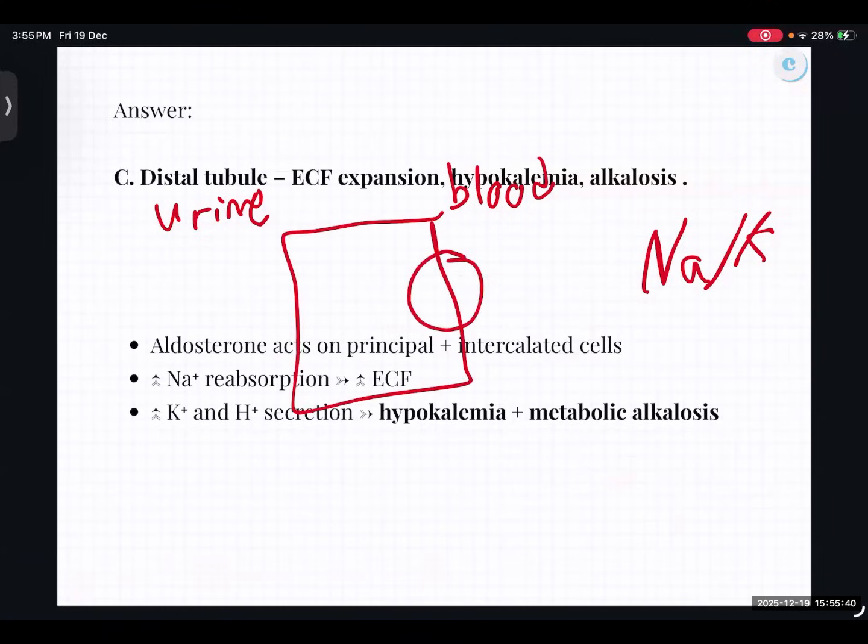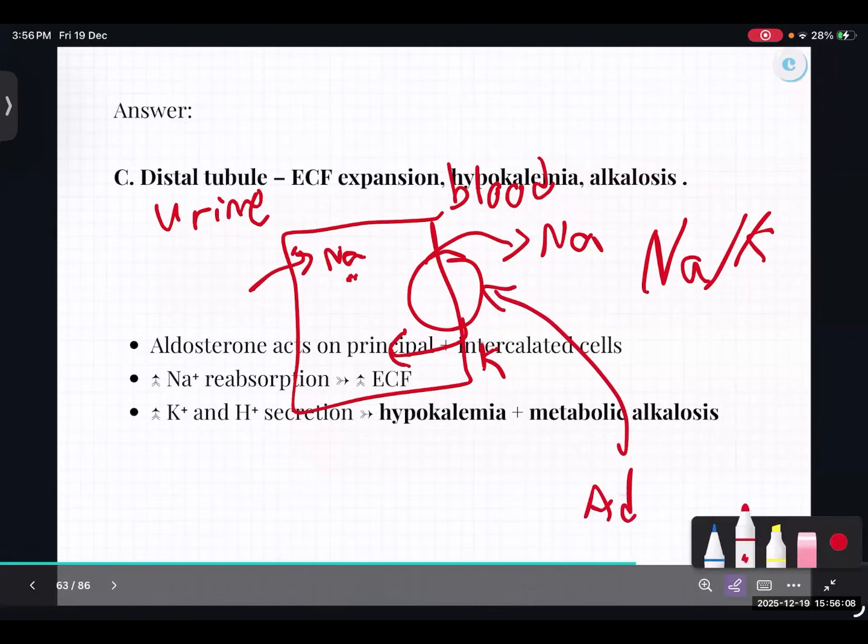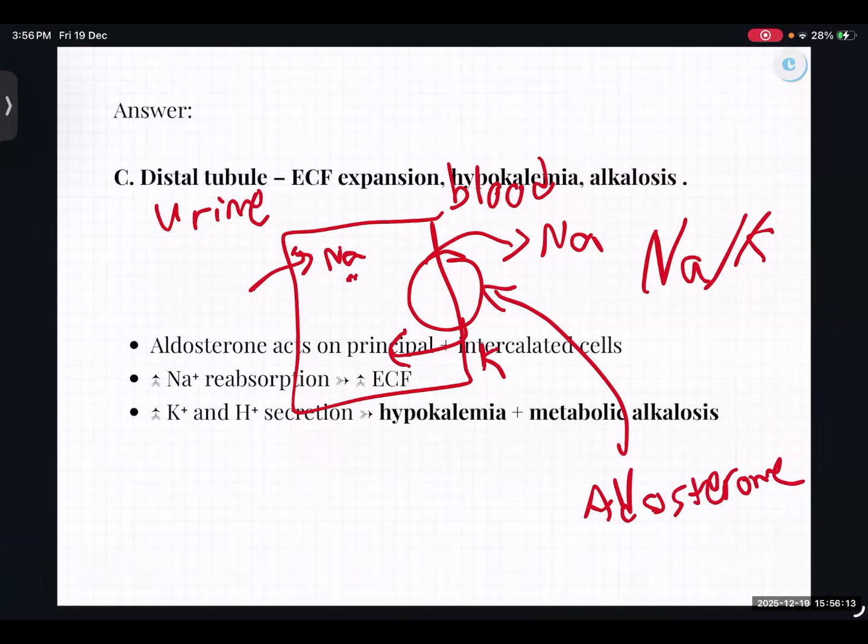We have a channel here that is taking the sodium out and the potassium in. With the sodium going out, we need somewhere to put sodium, which is going to be a sodium channel taking the sodium from the urine back into the cell and then through this channel. What acts on this channel is aldosterone. This is not the only mechanism of action of aldosterone, but this is just one way to engrave it in your mind: the sodium potassium pump.